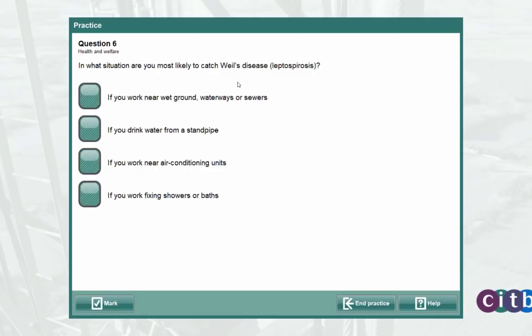In what situation are you most likely to catch Weil's disease, leptospirosis? If you work near wet ground, waterways or sewers. If you drink water from a standpipe. If you work near air conditioning units. If you work fixing showers or baths.